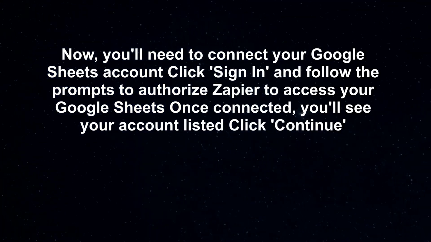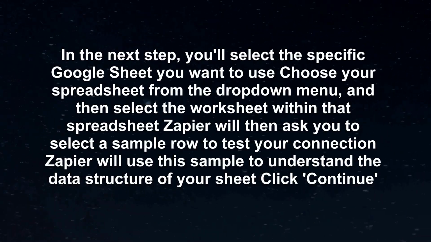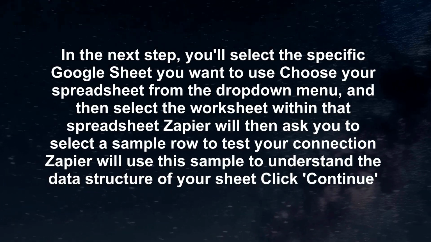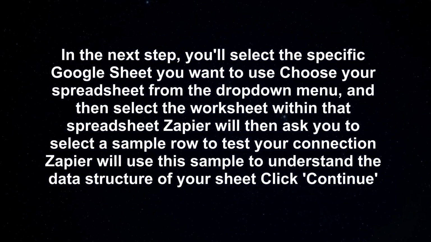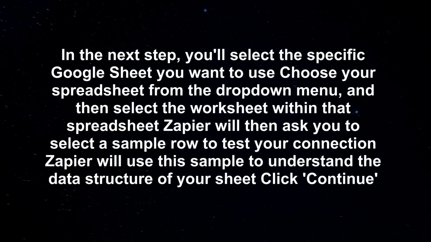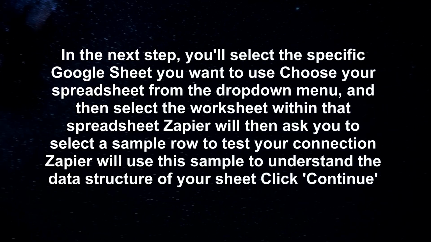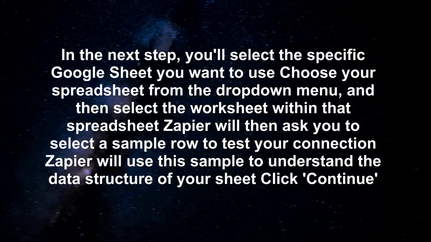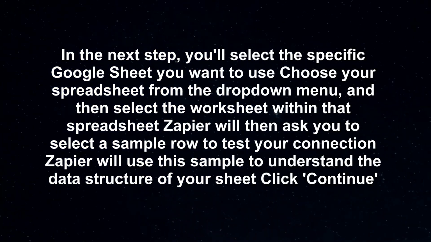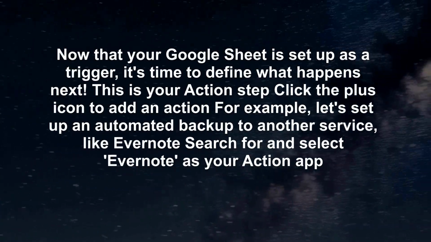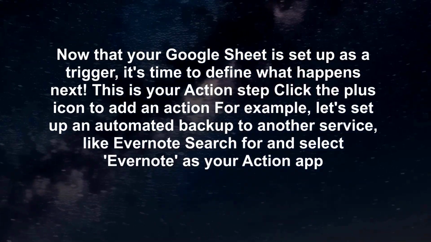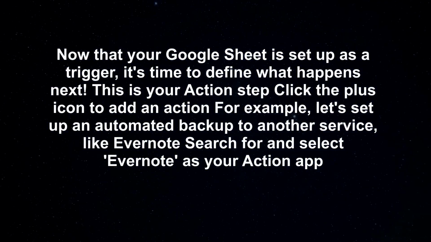Click Continue. In the next step, you'll select the specific Google Sheet you want to use. Choose your spreadsheet from the drop-down menu, and then select the worksheet within that spreadsheet. Zapier will then ask you to select a sample row to test your connection. Zapier will use this sample to understand the data structure of your sheet. Click Continue.